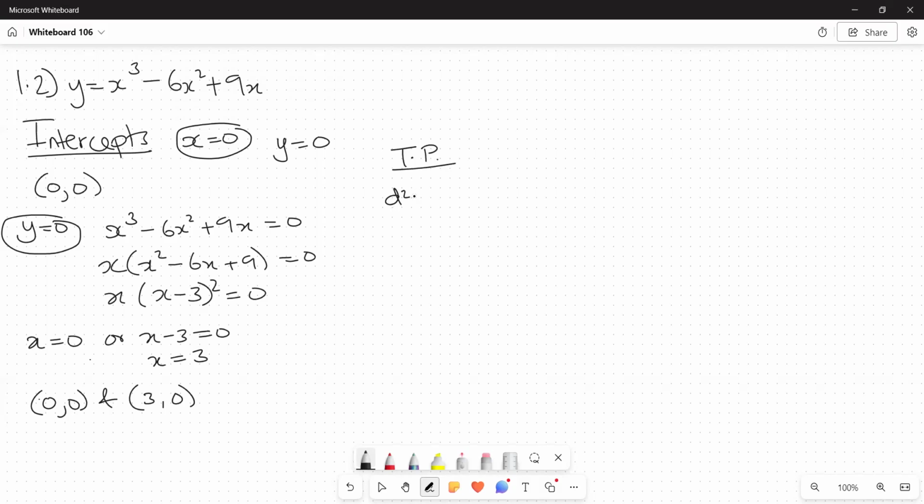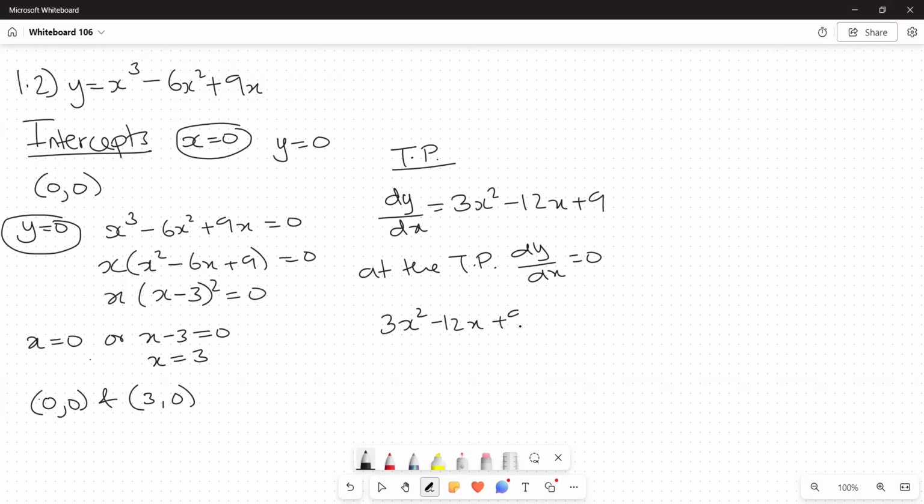Then next we have our turning points. So we find our first derivative. We differentiate. We have 3x squared minus 12x plus 9. And we know that at the turning points, dy dx is equal to 0. So this means that 3x squared minus 12x plus 9 is equal to 0. We can divide everything by 3. We have x squared minus 4x plus 3. This is 0.